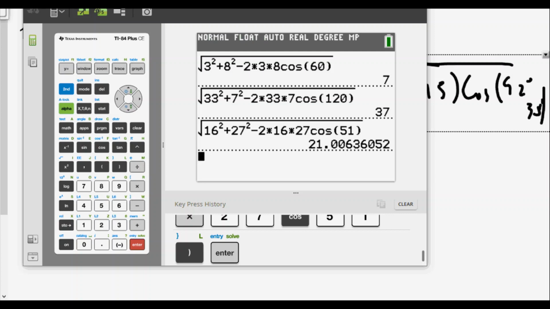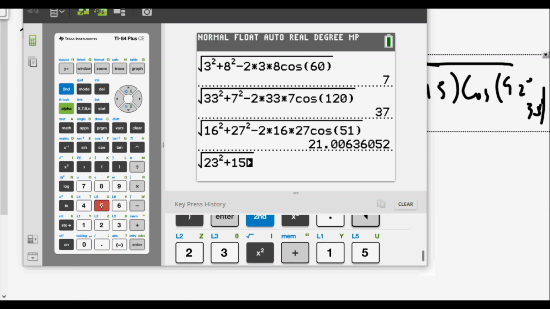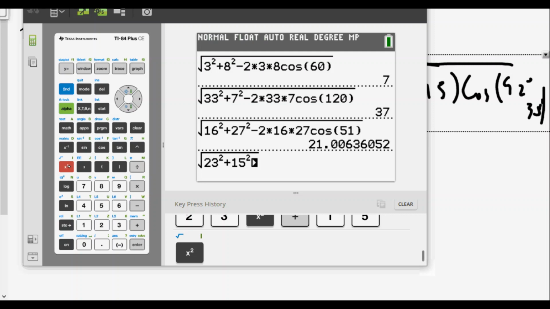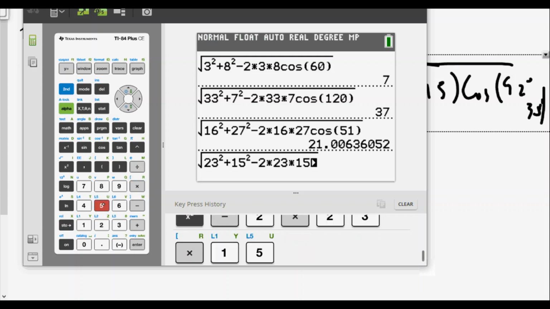All right, so we'll double check. I keep forgetting stuff. So it's 23 and 15. All right, so we have the square root of 23 squared plus 15 squared minus 2 times 23 times 15 cosine of 9.